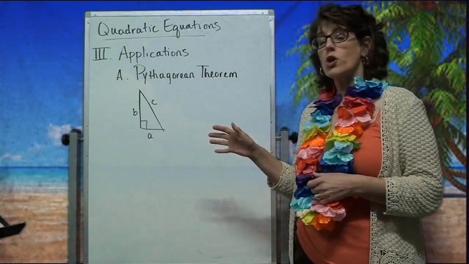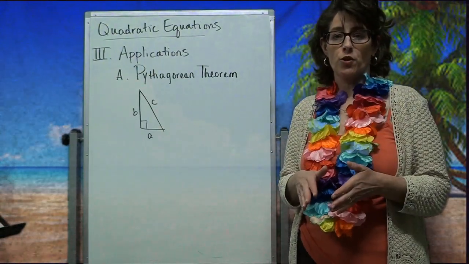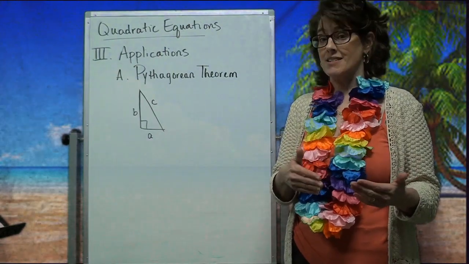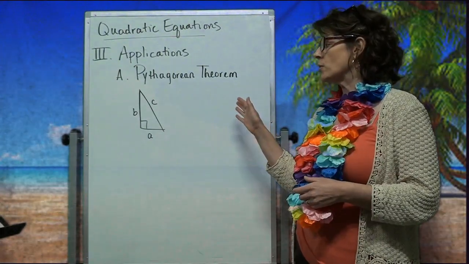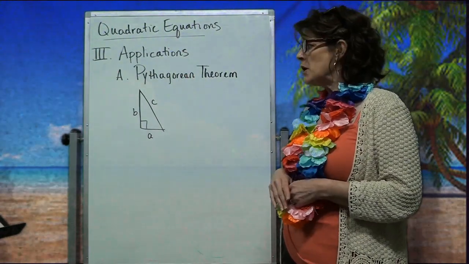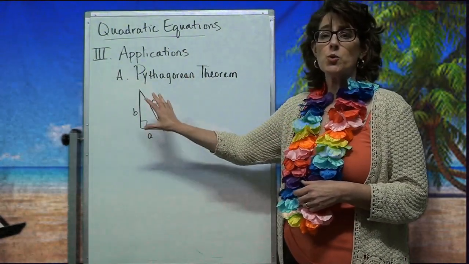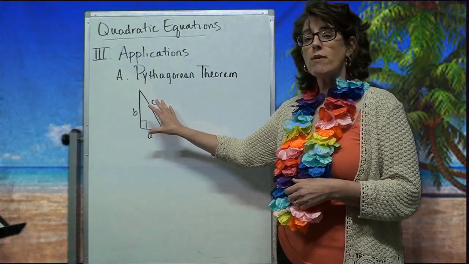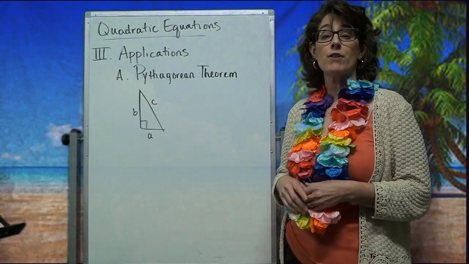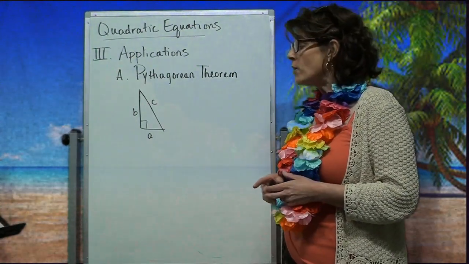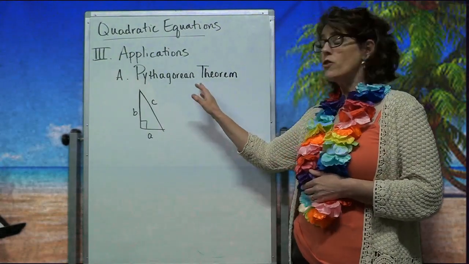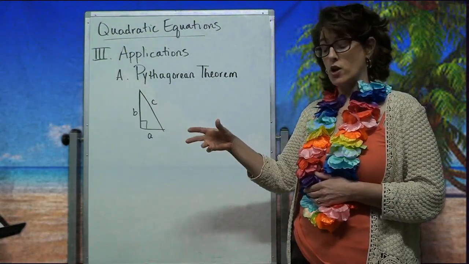But the ones that I want to show you now have nothing at all to do with a curve, because everybody thinks that a quadratic only deals with curves, but it doesn't. So the first application that I want to walk you through is the Pythagorean theorem. Remember, the Pythagorean theorem applies to a right triangle. You know that you have a right triangle when you see the little box in one of the angles. That box indicates that you have a 90-degree angle there. When you have a 90-degree angle, that indicates you have a right triangle. So the Pythagorean theorem applies to right triangles.